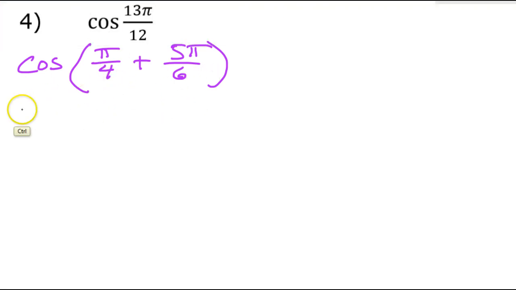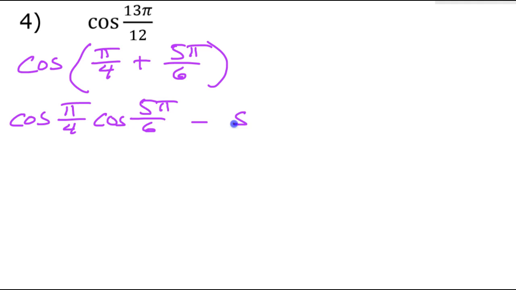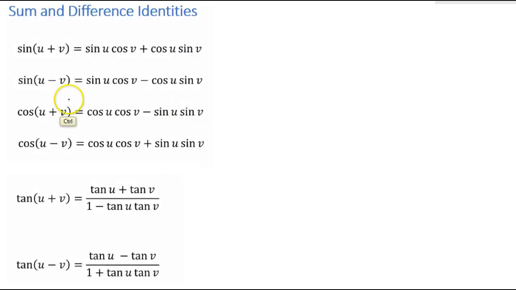Okay, the cosine formula goes cosine, cosine, sine, sine, and it's going to change from addition to subtraction. So it goes cosine pi over 4 cosine 5 pi over 6 minus sine pi over 4 sine 5 pi over 6. Alright, cosine, cosine, sine, sine. Notice the change from addition to subtraction. That happens for cosine. It goes from addition to subtraction or subtraction to addition. But for sine, addition stays addition, subtraction stays subtraction.